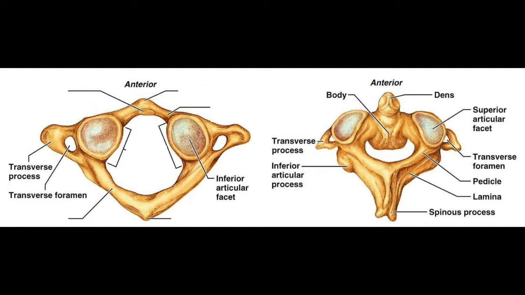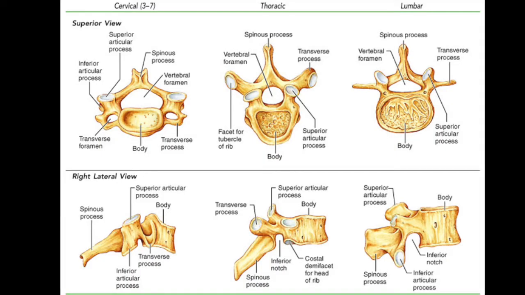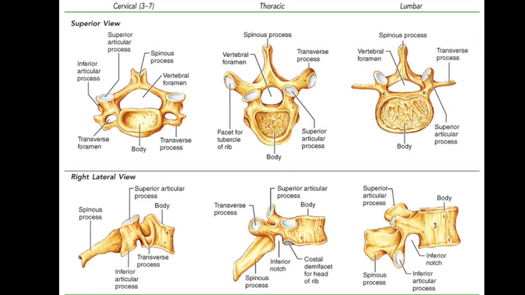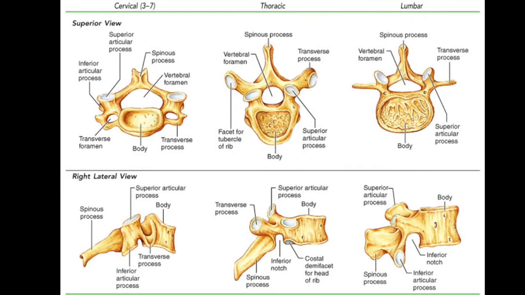In addition to those special features, both the atlas and the axis have transverse foramen, also known as holes, that are on the lateral side of the vertebra. C3 through 7 are going to look like the picture that you see on the left, both the top and bottom. All the cervical vertebrae, as I said before, have a split spinous process, also known as a bifid spinous process. They also are going to have those same transverse foramen, which are the holes lateral to the body of the vertebra.